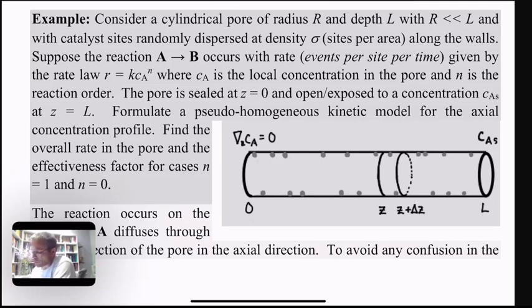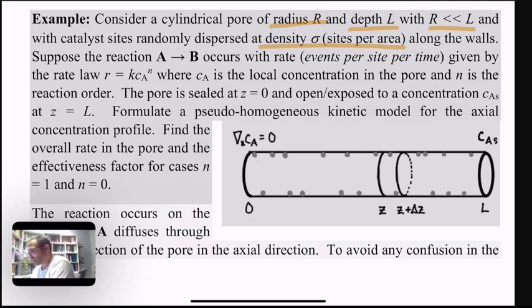Our next example, we're going to consider a single cylindrical pore. It's going to be a pore of radius r and depth L, and we're going to assume that r is much, much smaller than L. That's going to be important for justifying some of the assumptions of the model below. The catalyst sites are randomly dispersed at a density sigma along the surface, along the walls of the pore. So this is a little bit different than the slab geometry problem that we've been working, where the catalytic reactivity happens dispersed throughout the volume.